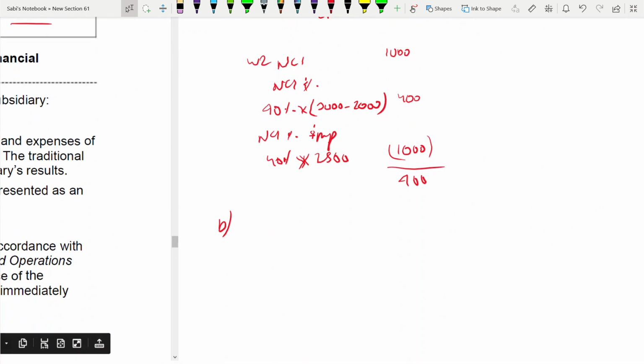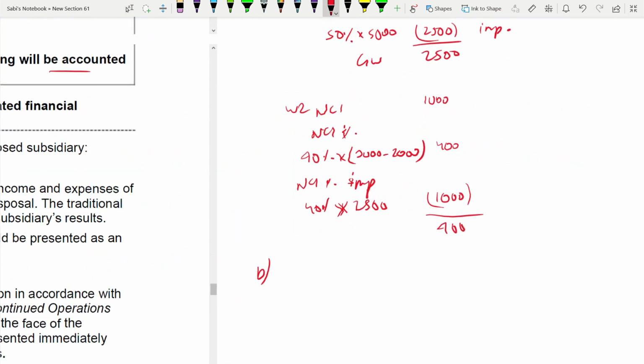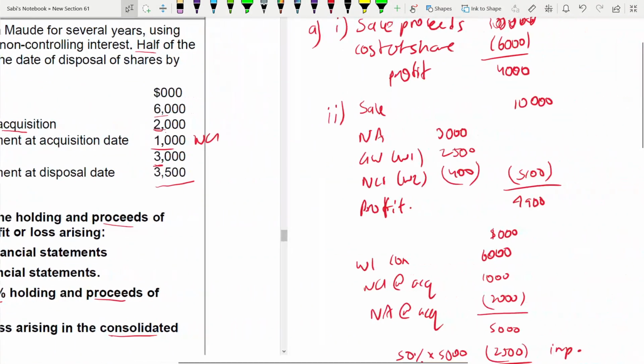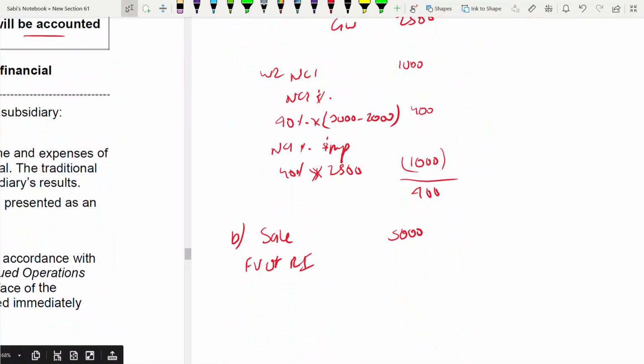Okay, you start with sale proceed. And the total is 5 million. Okay, for B, sale proceed is 5,000. This time you will be having a fair value of retained interest. They have already given you 3,500. This one, because from 60 when you're selling to 35, we are left with 25. So 2,500, 3,500, 8,500.